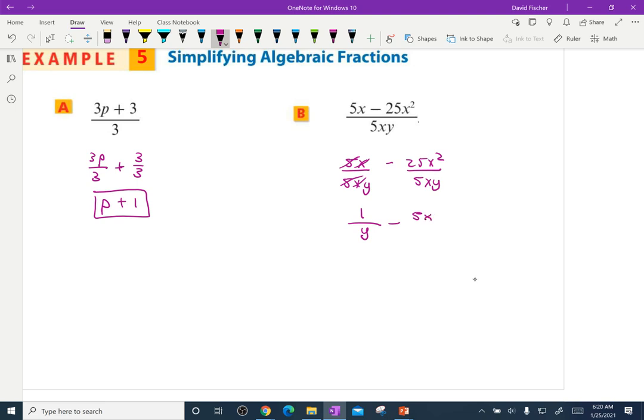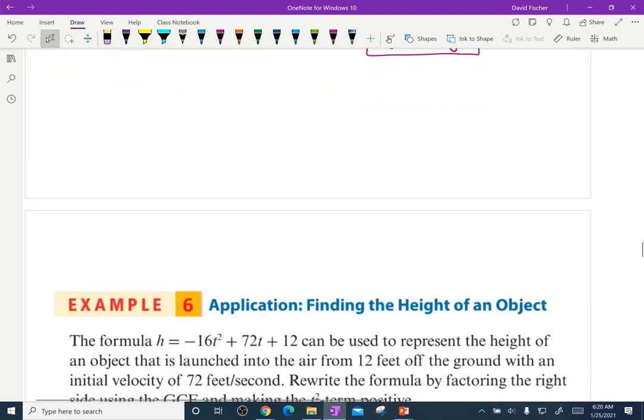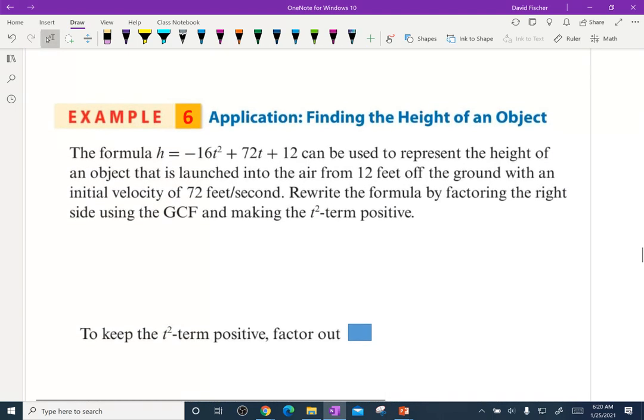So one of these x's will cancel out with one of those x's, leaving me with an x to the first on the top. And then I still have some y's in the bottom here, with no y's on the top to cancel out. And so that guy is my simplified fraction there. Okay. All right. So there's a lot to take in today.